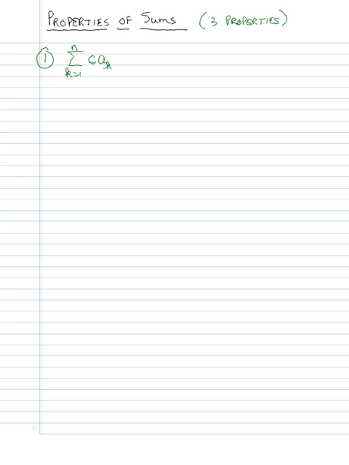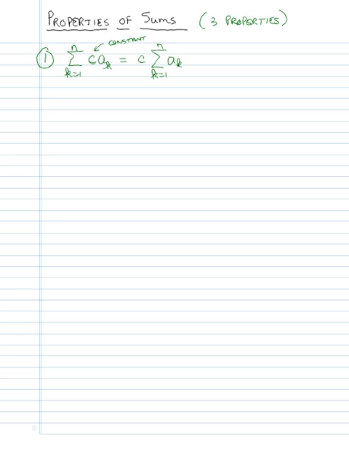So the property says, now remember this C is a constant. That's something that's not changing. That's not changing when k changes. So if that's the case, that constant we can factor outside in front of that summation notation. And so we can say it's the constant times the sum from k equal 1 to n of just the a sub k.